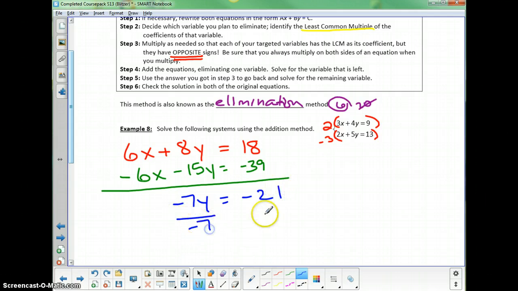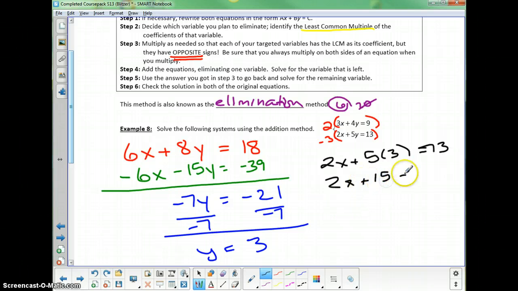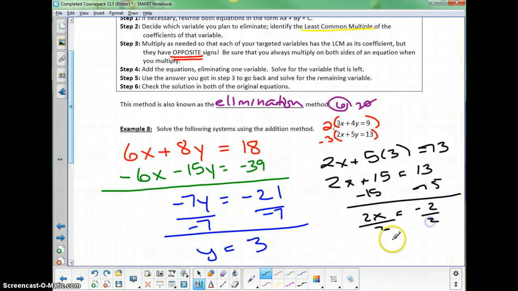So now when I divide both sides by negative 7, I can solve for my y value, and my y value is 3. Now that I know my y value, I'm going to go ahead and plug that in and find my x value. It doesn't matter which equation I choose, so I'm going to pick the bottom one just for fun. So 2x plus 5 times 3, that's my y value, equals 13. So that's 2x plus 15 equals 13. Let's go ahead and subtract our 15. So I know that 2x is equal to negative 2, and once I divide by my 2, I'm going to get an x value of negative 1.